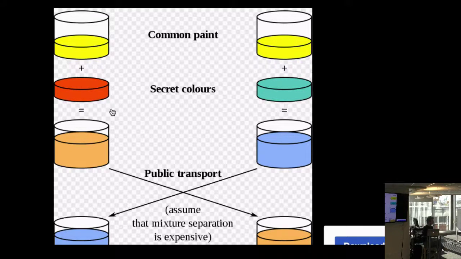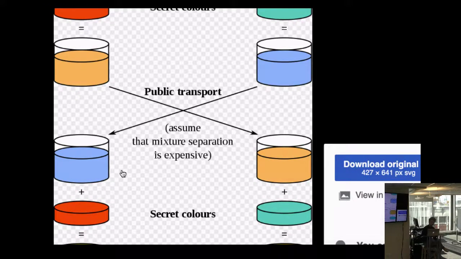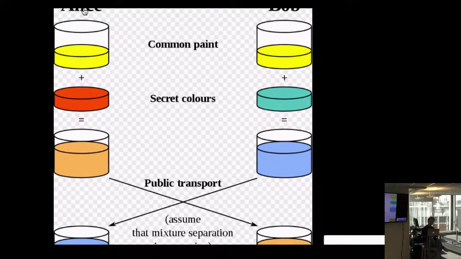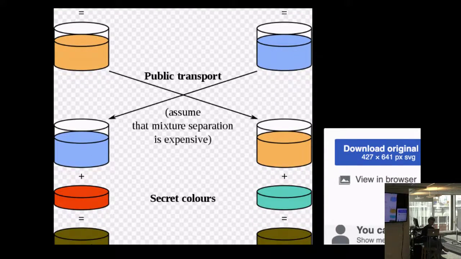So these stirred combinations can be transported in public, because anybody who intercepts this stuff is going to be unable to split it apart and find out what the secrets were. Now, at this point Bob and Alice have exchanged their combination colors, so Alice now has the blue and Bob now has that orange. And Alice still has their secret color that they've never shown anybody. Same with Bob. Bob still has their secret color.